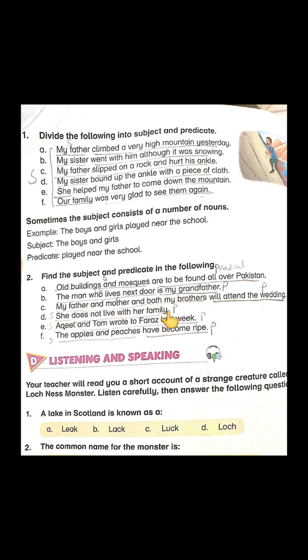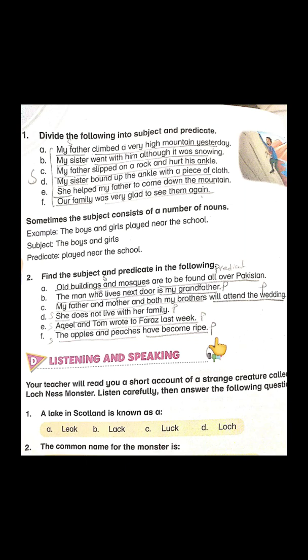My father and mother and both my brothers will attend the wedding. What is the subject here? My father and my mother and both my brothers. Understood? Till brothers, it is our subject, and will attend the wedding is our predicate. She does not live with her family. What is the subject here? She. And from does not live with her family is our predicate. E is, Akil and Tom wrote to Faraz last week. So what is the subject here? Akil and Tom. Underline Akil and Tom as subject, and from wrote to Faraz last week is our predicate. And the last is, the apples and peaches have become ripe. What is the subject here? The apples and peaches, and have become ripe is our predicate.